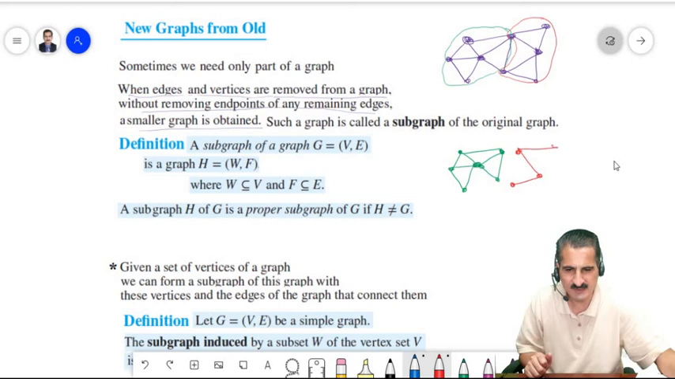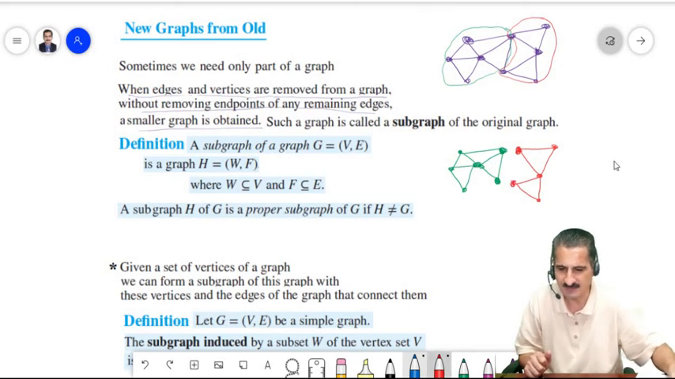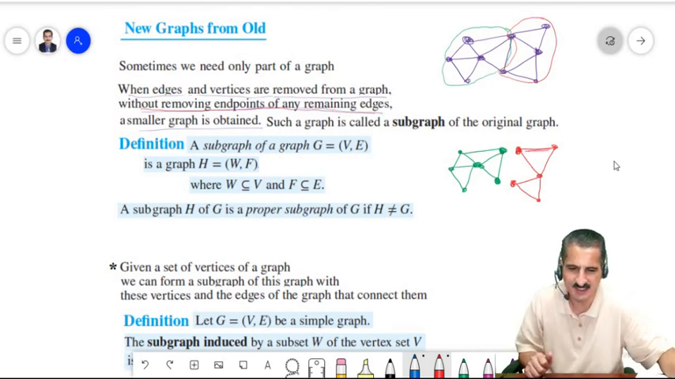So let's get it from the sentence. Actually, this vertex here is the same as this vertex here, but we copy it. Once we removed it, we left a copy back in the original graph. Now, this is what it says here: without removing the endpoints of any remaining edges, because this is a remaining edge. It comes from here, so we did not remove this point. And this is a remaining edge. We did not remove this endpoint.